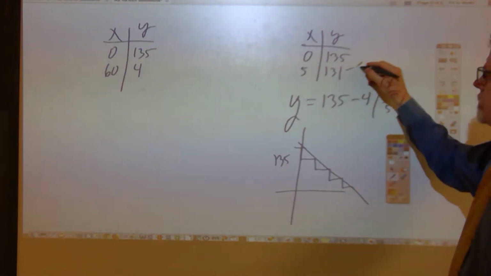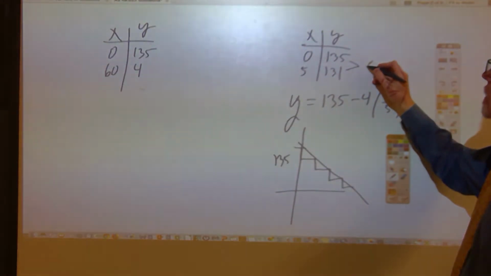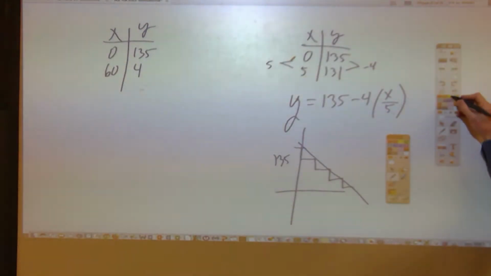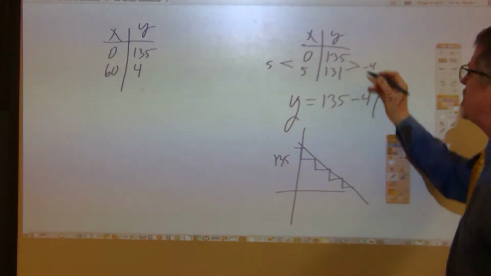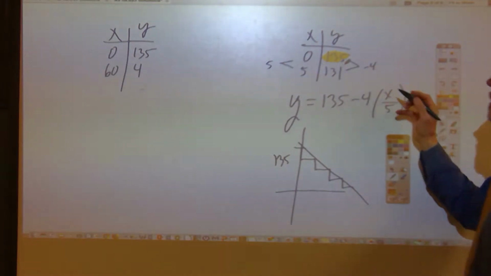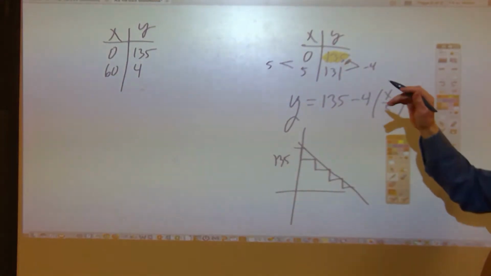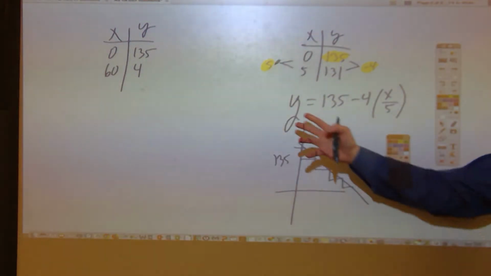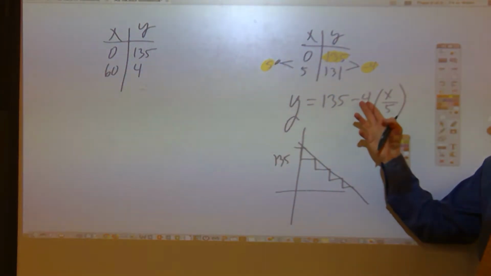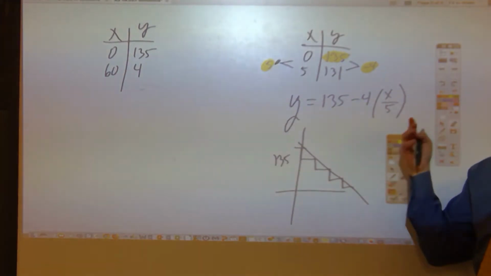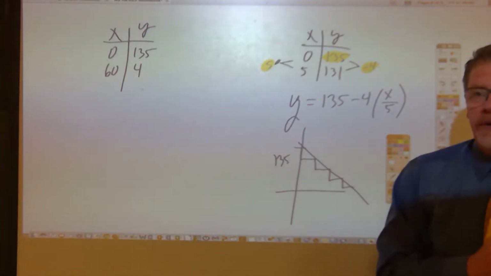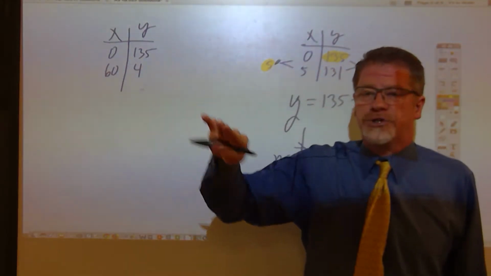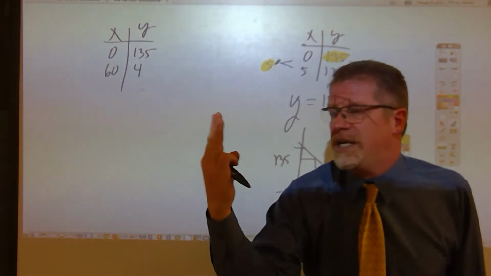Notice how the rise is -4 and the run is 5. And the only building blocks I used to build this model were the initial output, the output change, and the input change. Output equals initial output plus output change times input over input change. I only needed 3 numbers. Did you know that you can get the equation of exponential decay using only 3 numbers?